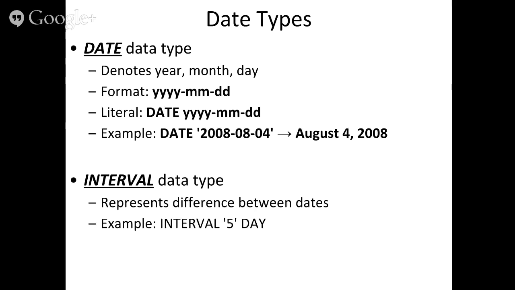And the way you declare a brand new instance of a date variable, you use the keyword DATE, space, and then the string. Okay. Intervals allow you to represent the difference between two dates, right? And the difference between two dates might be days, weeks, years. So you can specify an interval of 5 days, 5 weeks, 5 months, 5 years, with keywords saying how much.